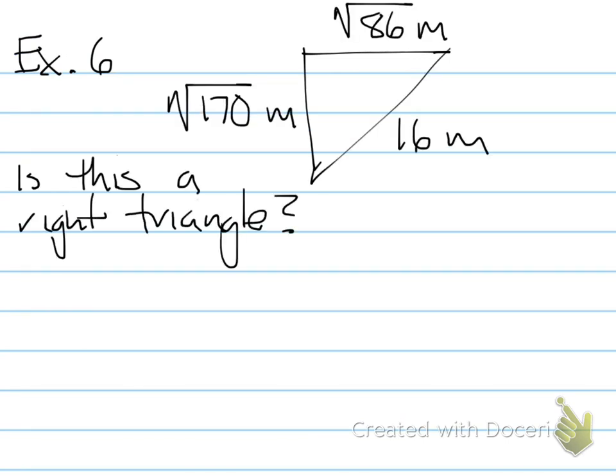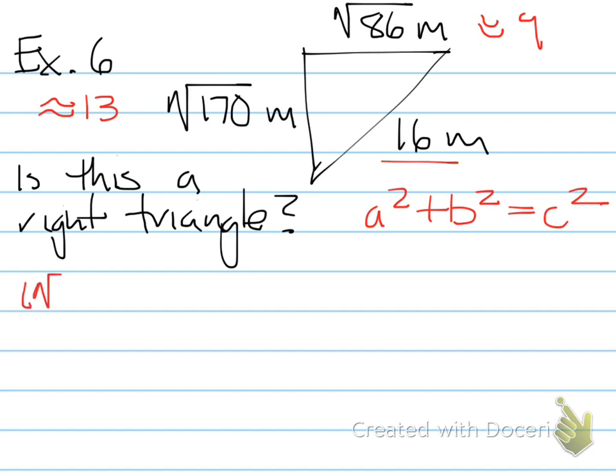All right, now we want to determine, is this a right triangle? So again, we need to find out first the approximate value of the square root of 170 and the approximate value of the square root of 86, because we need to find out which one of those sides has the longest measure. The square root of 170 is approximately 13. The square root of 86 is approximately 9. So the longest side is the 16 meters. So 16 would be our hypotenuse if this is a right triangle.